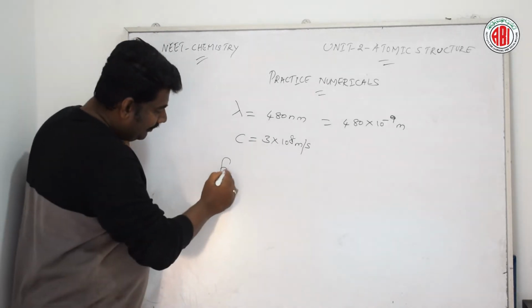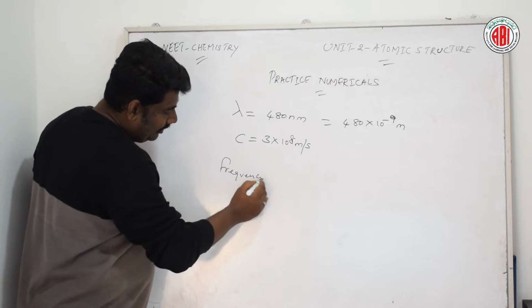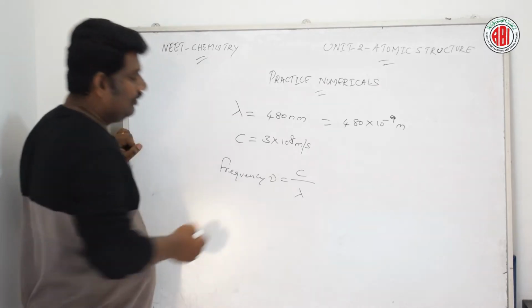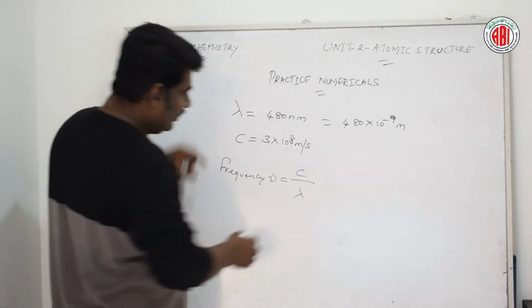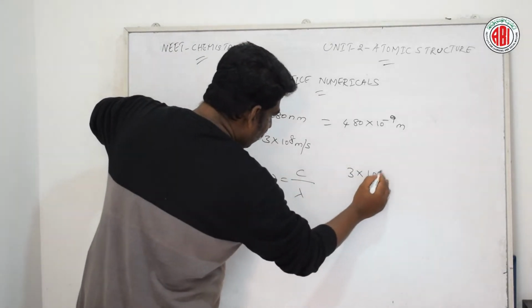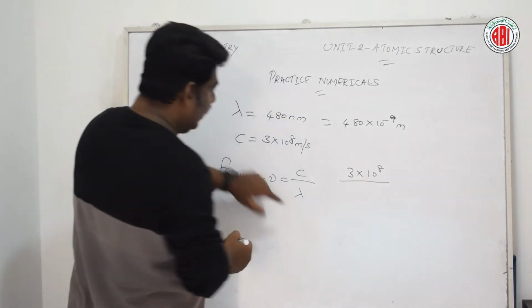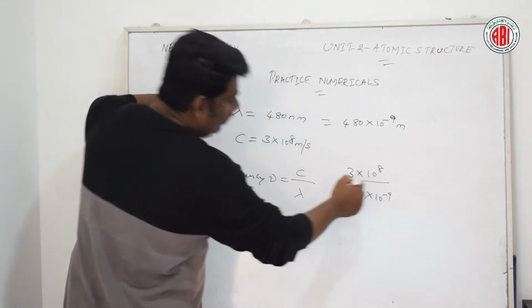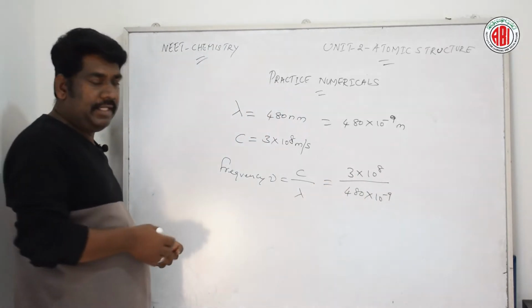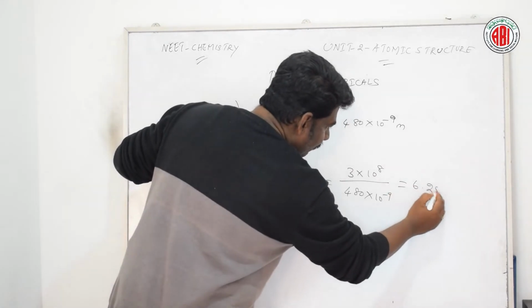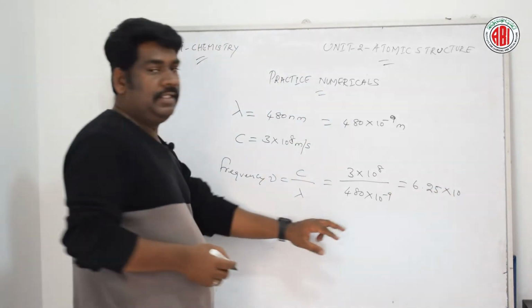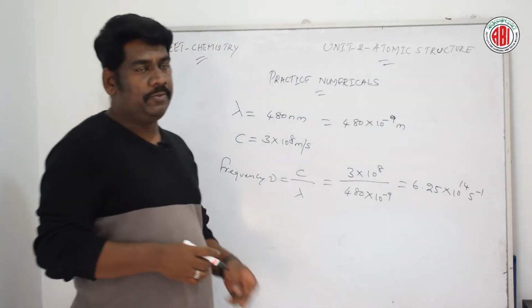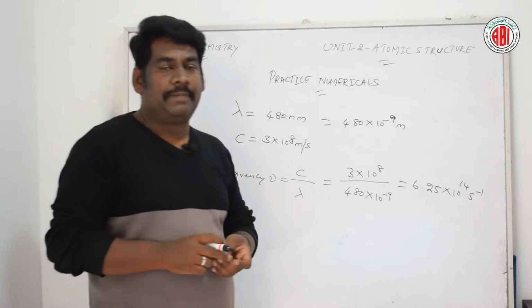Now frequency. So frequency nu is equal to C by lambda. Apply the values given in the formula. C value 3 into 10 to the power of 8 meter per second, by lambda value, that is 480 into 10 to the power of minus 9 meter. Simplifying this, we get 6.25 into 10 to the power of 14 per second.